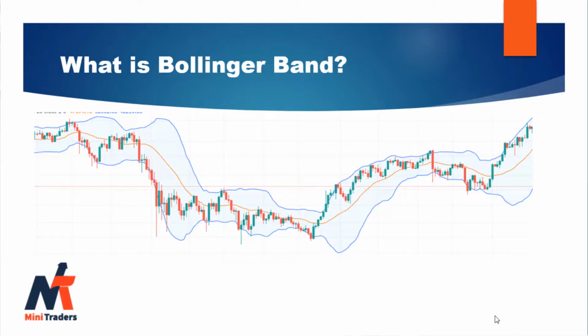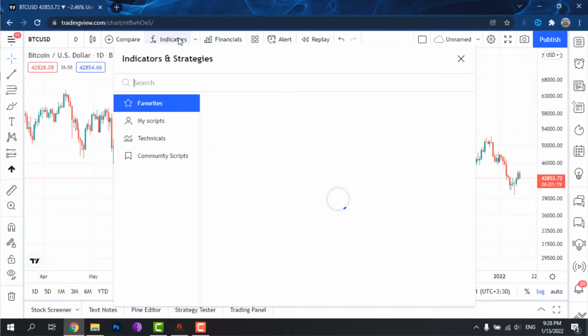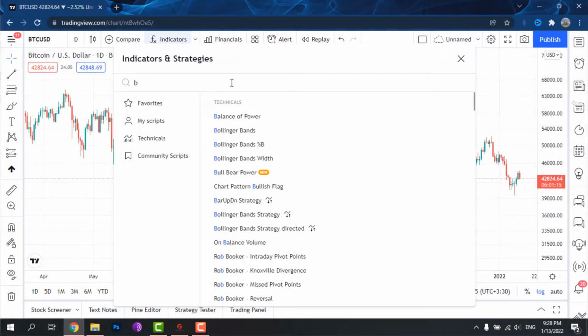As a start, let's see what is a Bollinger Band. A Bollinger Band is made up of a moving average and two levels with a standard deviation above and below the average. You can see an example in the picture. For having Bollinger Band in our chart, we can search for Bollinger Band in built-in indicators of TradingView.